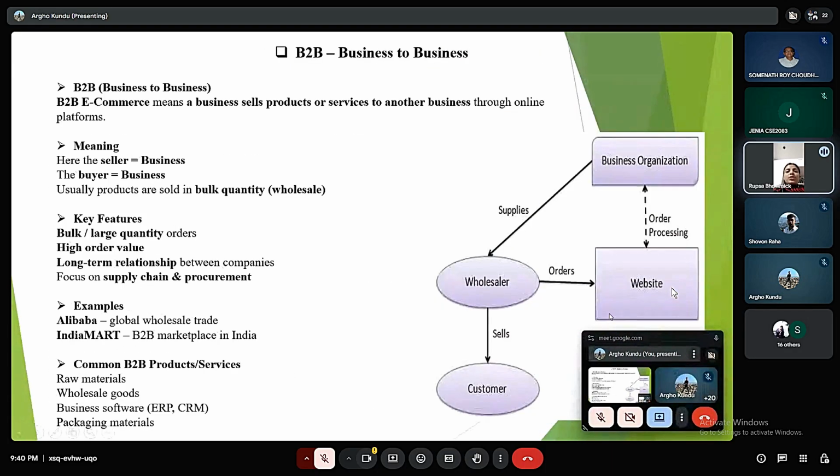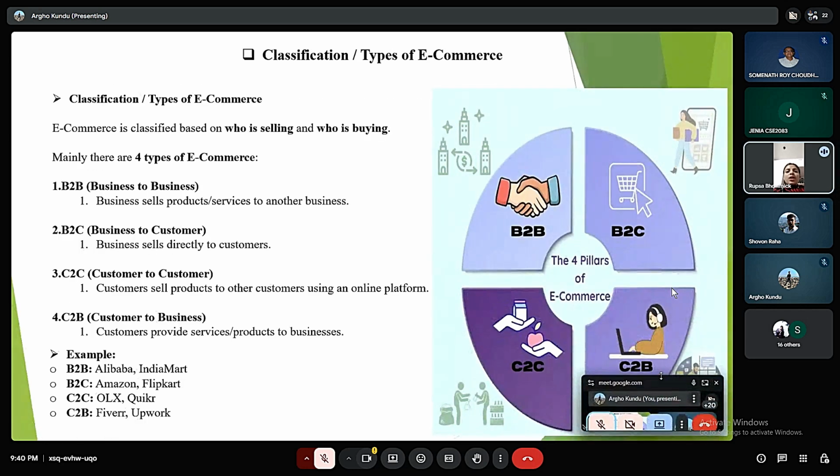Classification or types of e-commerce. Classification of e-commerce is based on who is selling and who is buying. Mainly there are four types: B2B, B2C, C2C, and C2B. B2B means business to business. Business sells product to another business. B2C is business to customer. Business sells directly to customer. C2C is customer to customer. Customer sells product to other customer using an online platform. And C2B means customer to business. Customer provides service or product to business. Thank you. Next slide.